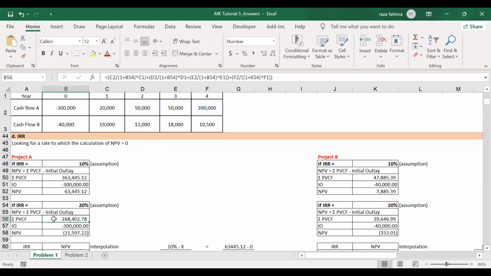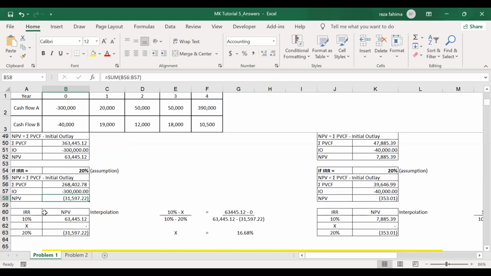And then we get our sum PVCF is 268,402.78, and then the initial outlay is 300,000, and we subtract it to get our NPV. And the NPV for project A, if the IRR is 20%, is minus 31,597.22. And then after that, we summarize all of the calculations above.